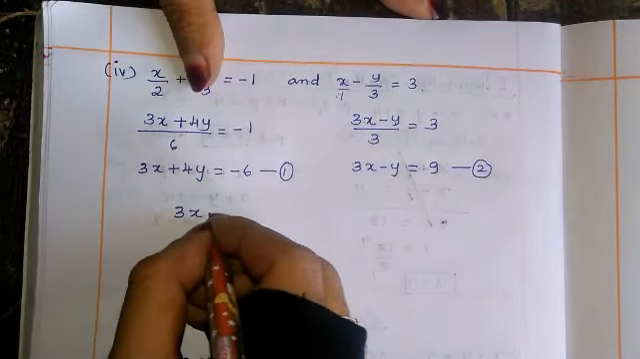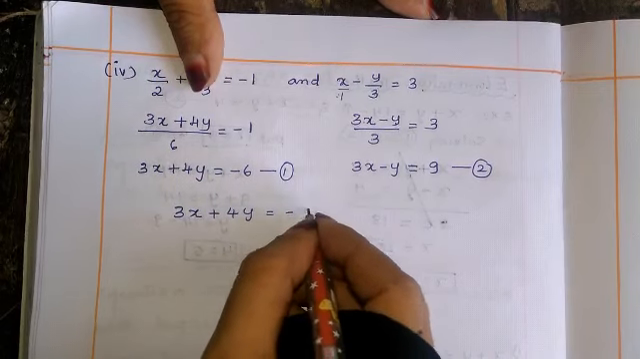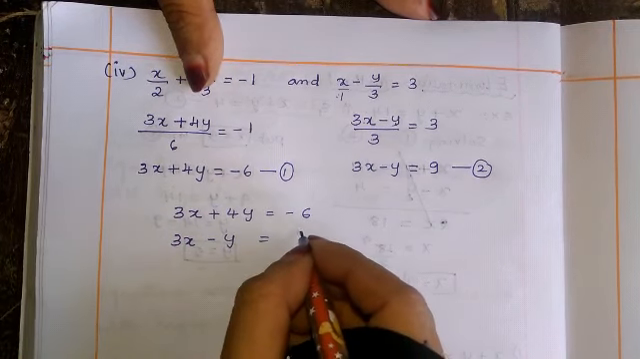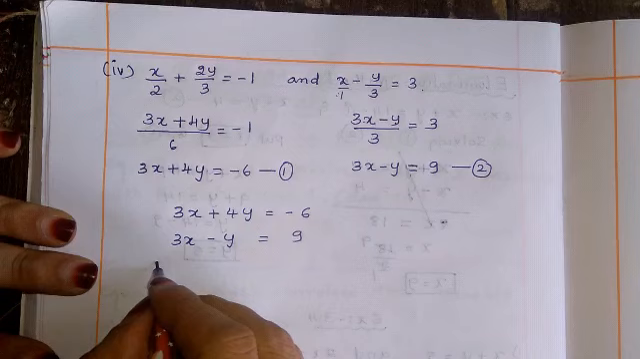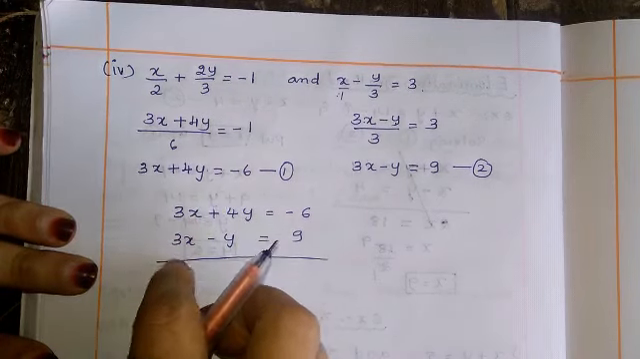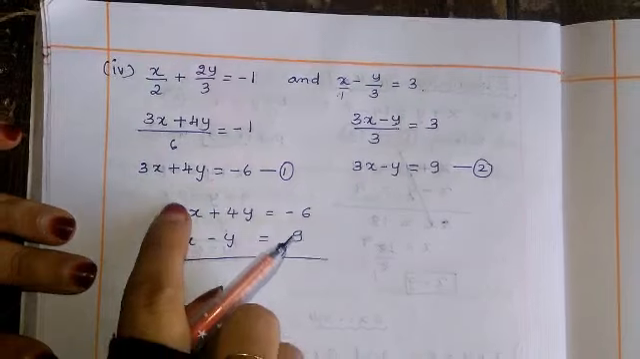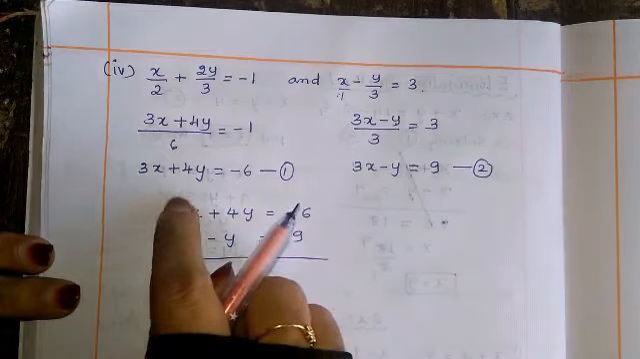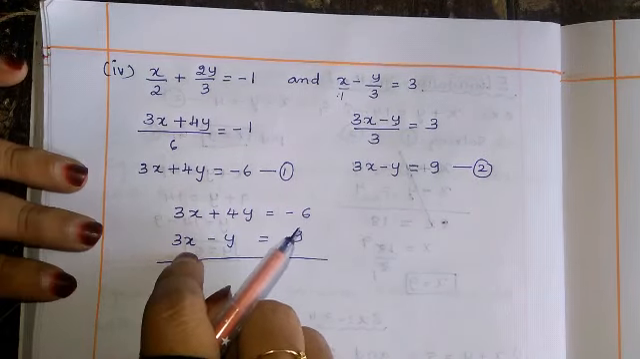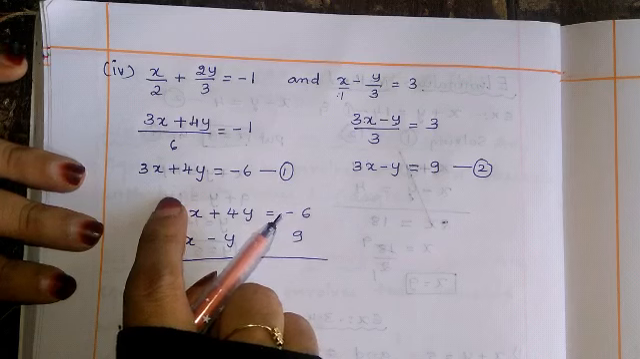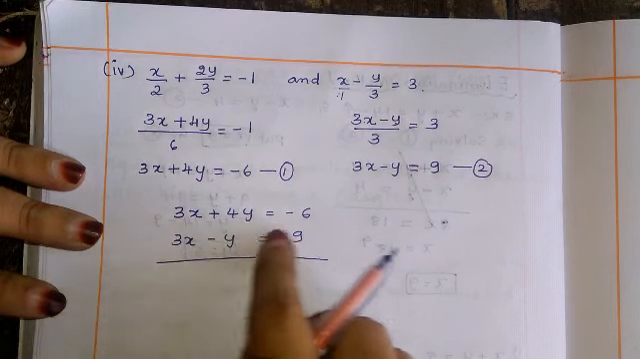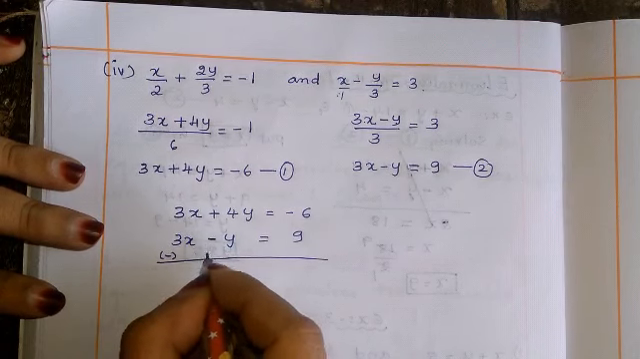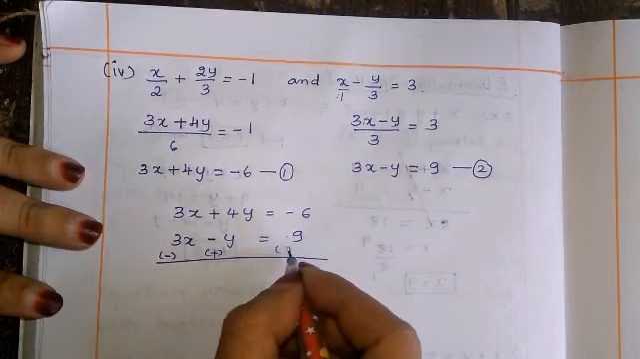Let us solve 1 and 2. 3x plus 4y is equal to minus 6. 3x minus y is equal to 9. Here we can see 3x we have. We need not multiply equation 1 or equation 2, because we already have the same variable. But both have a plus sign, so we need to change the sign of the second equation so that we can eliminate. Plus sign will become minus, minus sign will become plus, plus sign will become minus.